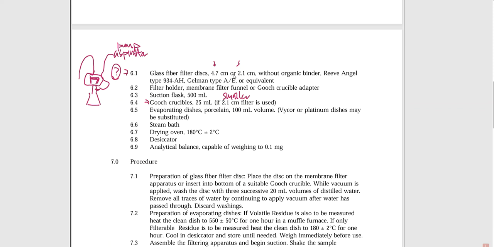6.5 says evaporating dishes. You want porcelain evaporating dishes, and it says 100 mils in volume. And it gives me some options. It's like, okay, if you don't want porcelain, then these two materials are going to be okay as well.